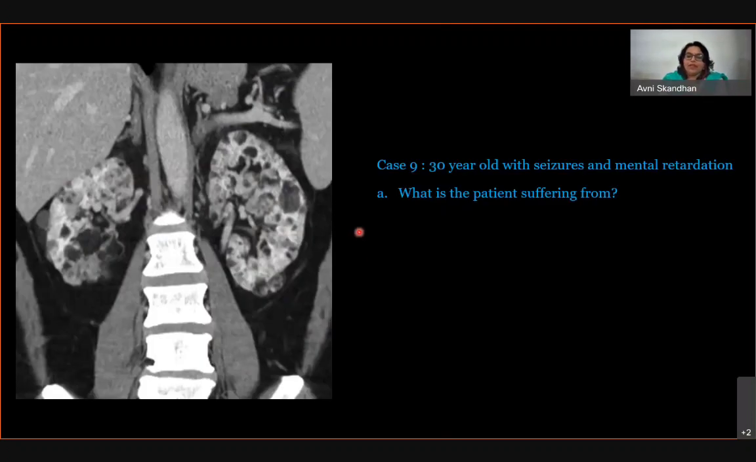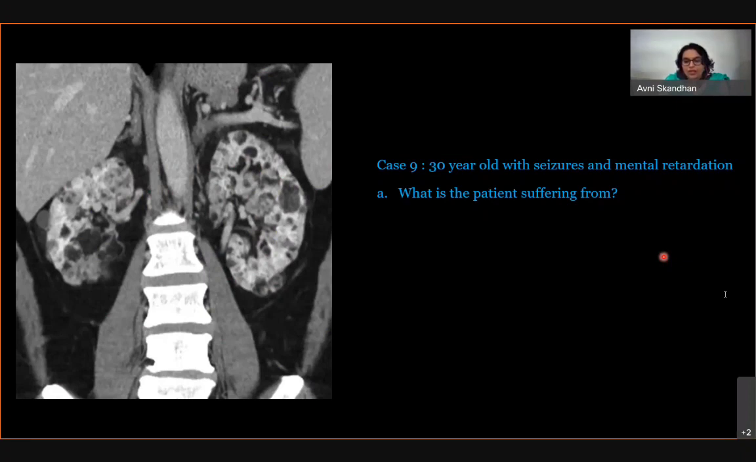So this is the next case. And this is a 30-year-old patient who presented with seizures and mental retardation. So what is this patient suffering from? Very good. Most of you have got it right.